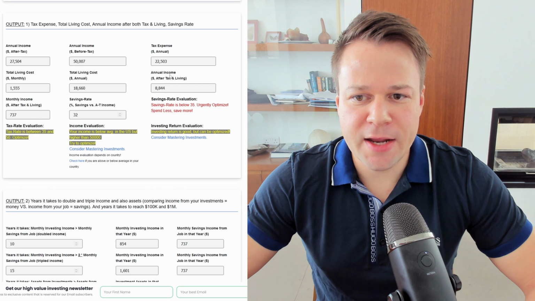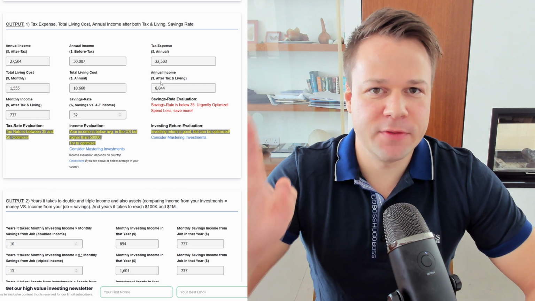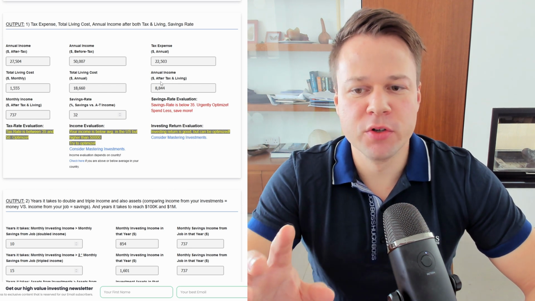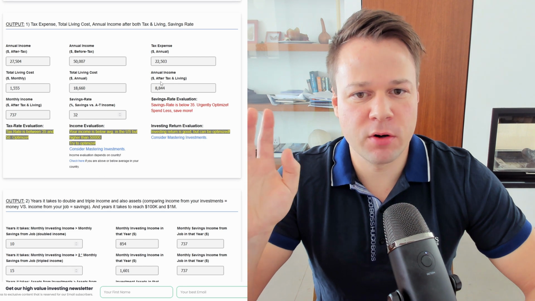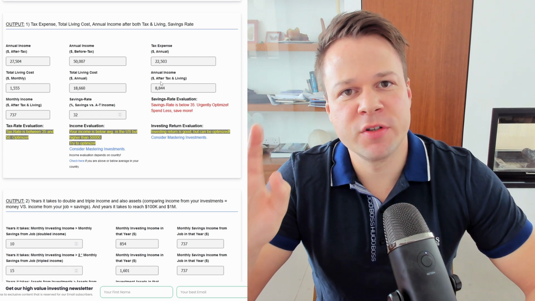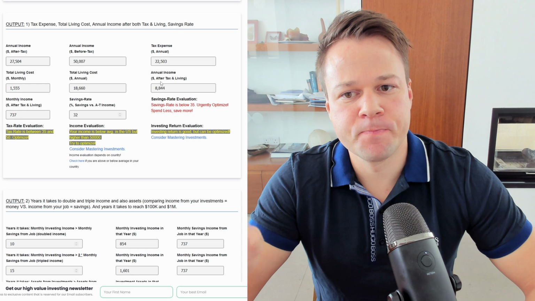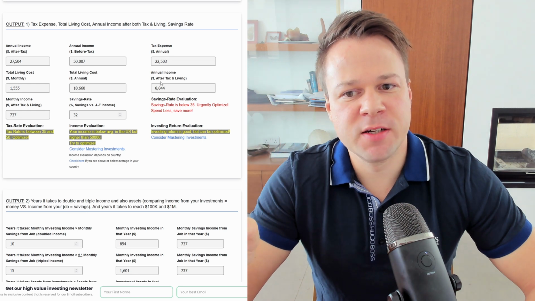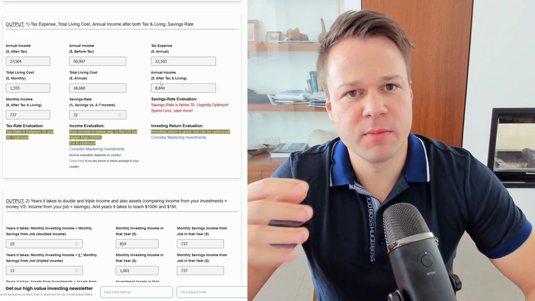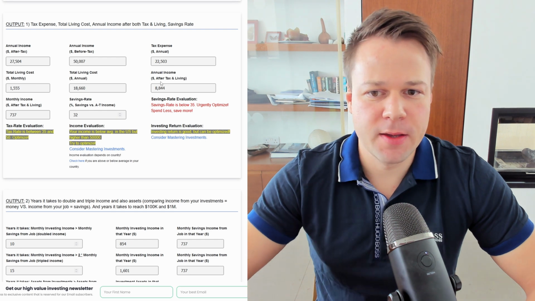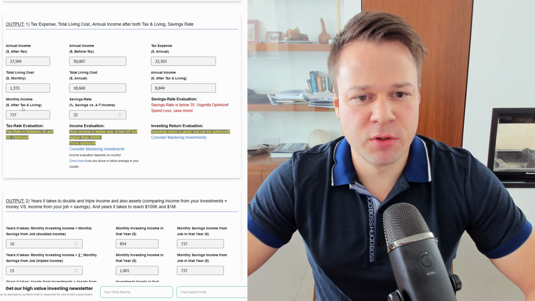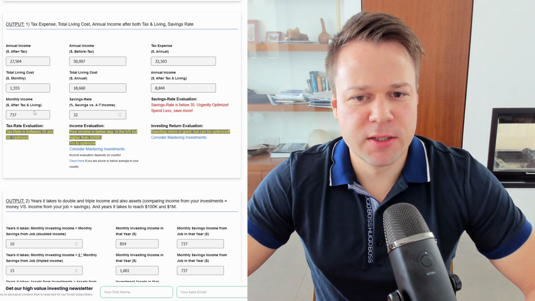You have your annual income that is now not only after tax, which is one cost, but also after the living cost. So this is really after all costs that you have to sustain your current lifestyle. But this is basically your residual income or your savings that you can have. And here you also have the monthly figure, and then the savings rate.